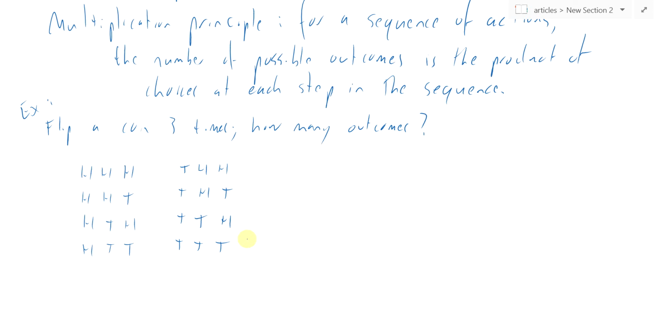You can see how this would get really tedious if you had to flip a coin 20 times, how many outcomes. So the multiplication principle says, well, just look at how many outcomes you have at each step.